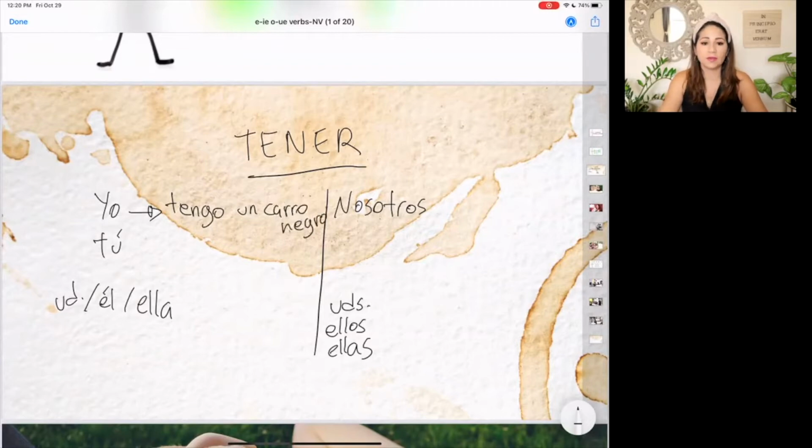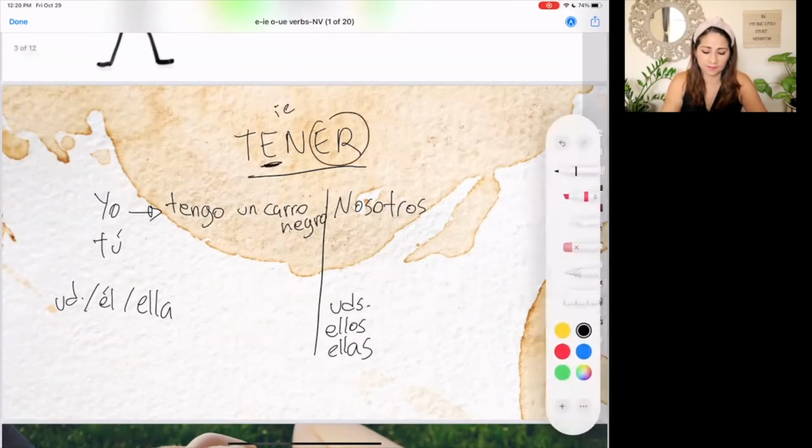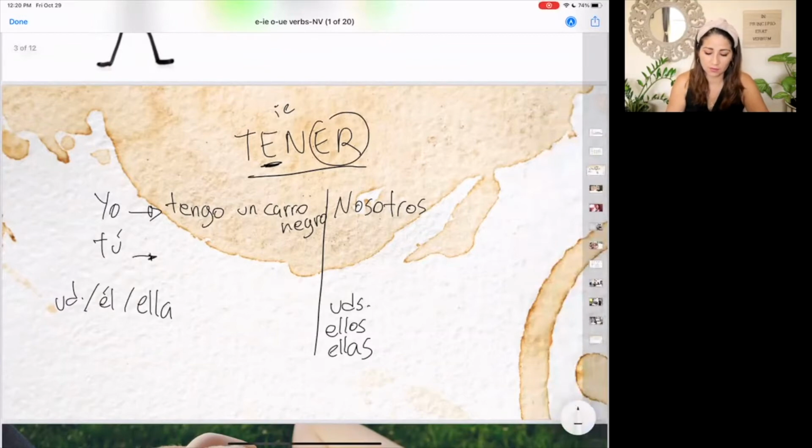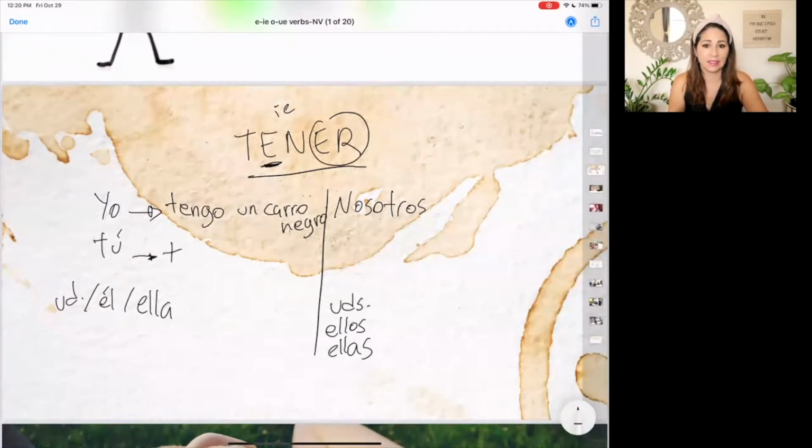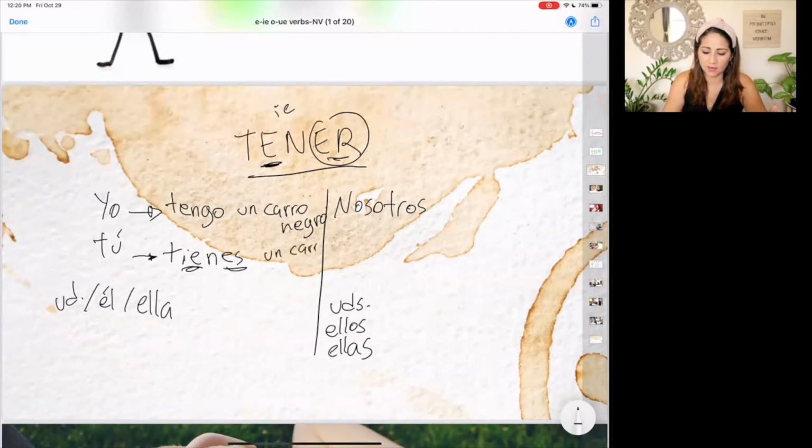Okay, now if it's about you, as I said, this E is going to switch to IE. So it's not going to be tenes with the ES ending because it's an ER verb, but it's going to be tú tienes. Let's say you have a red car. I will say tú tienes un carro rojo. Okay, so as I said, you have an E here that became an IE. Tú tienes un carro rojo.